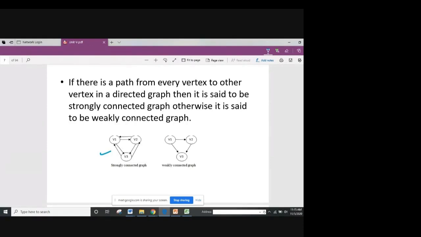What happened? No response from your side. Ma'am, in strongly connected, we can go in any direction we want. Yes, but in weakly connected, we cannot travel; it is only unidirectional. Okay, this is bidirectional, both the sides.